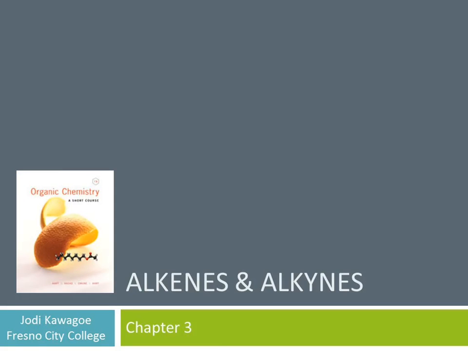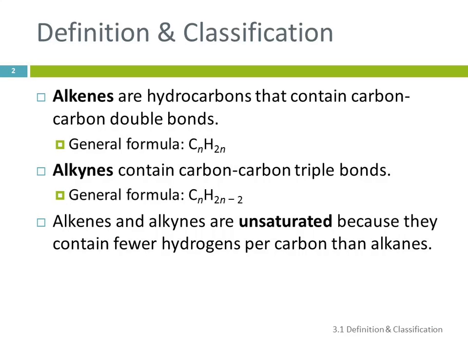So let's start on chapter 3, alkenes and alkynes. An alkene is a hydrocarbon that has carbon-carbon double bonds, one or more. The general formula is going to be CnH2n. So this has two fewer hydrogens than an alkane.